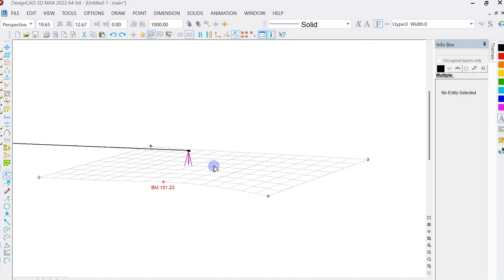Alright, good morning. In this video I'm going to explain some of the fundamentals of a builder's level. In this case we're going to backsight to a benchmark here, and that'll give us the height of instrument. Once you have the height of instrument, you're going to backsight to this. Since your instrument is higher, you're going to add to that benchmark elevation to get the height of instrument.